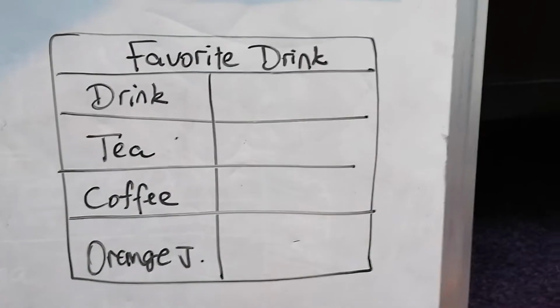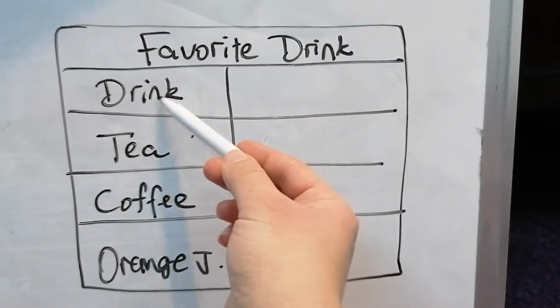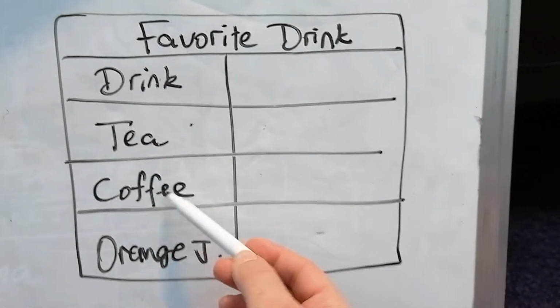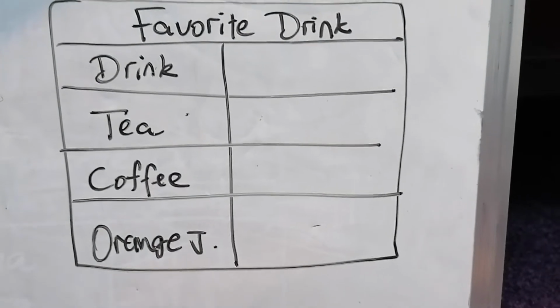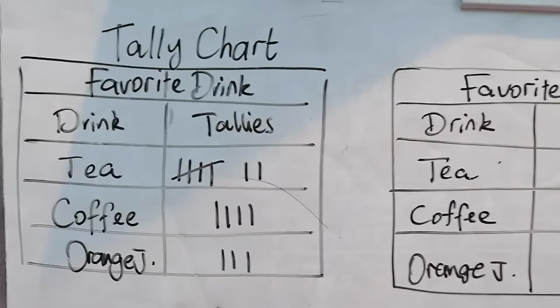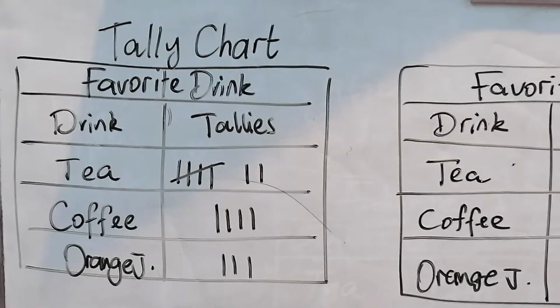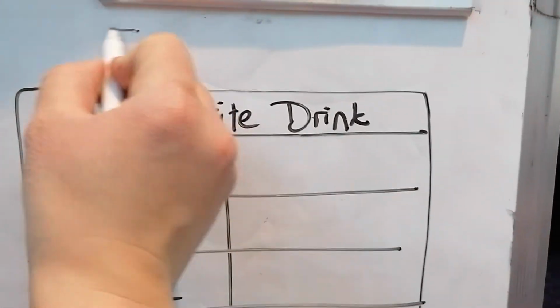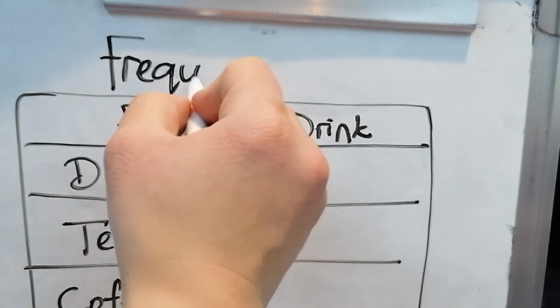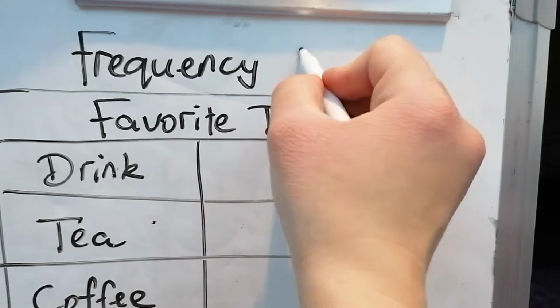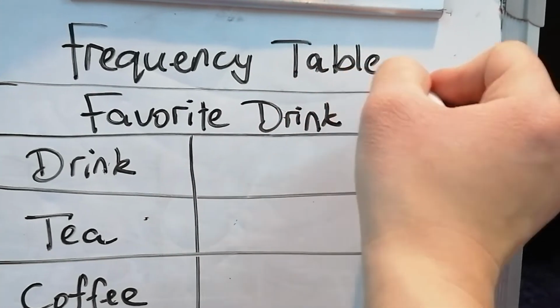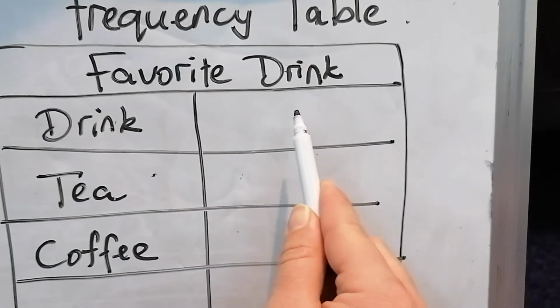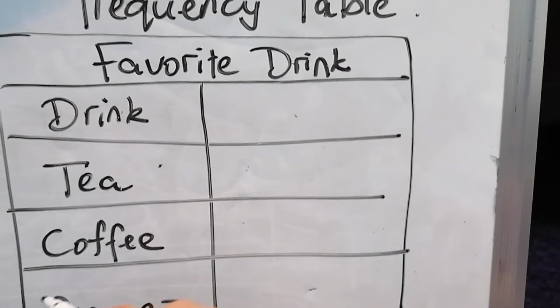So again, we had a title. We had to label the drinks, tea, coffee, and orange juice. Here, I used tallies to record the data. Here, I'm going to choose something called a frequency table. A frequency table is basically writing the number next to each option.